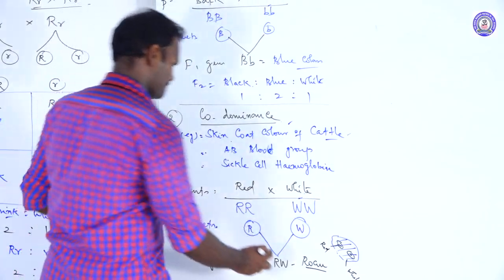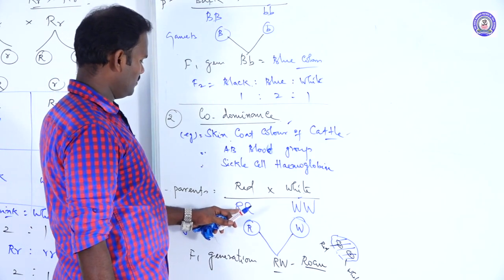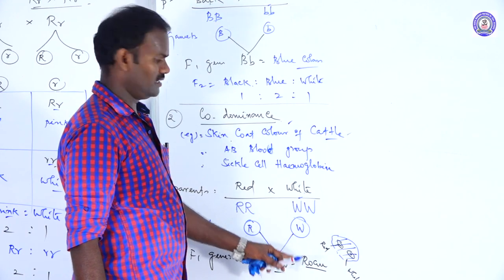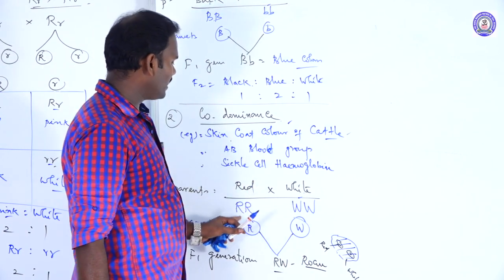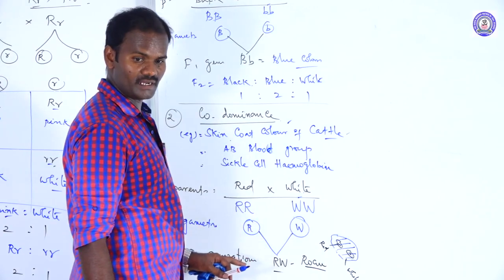In codominance, both the red color and the white color appear independently, because both the alleles of the parental characters are dominant. That is why they express themselves independently.